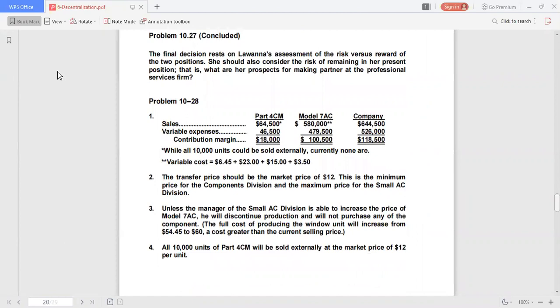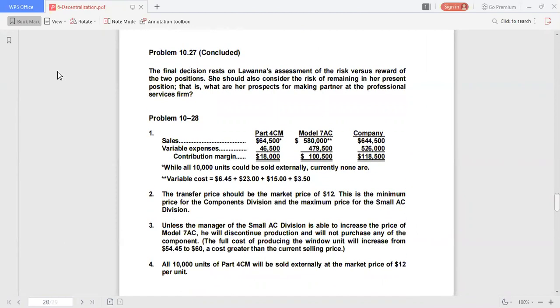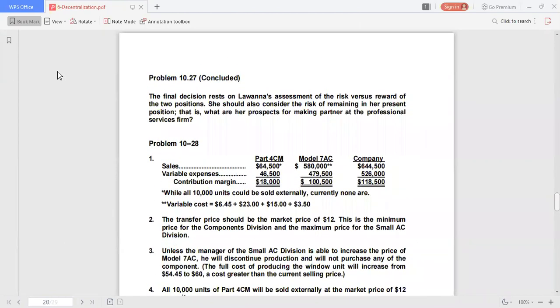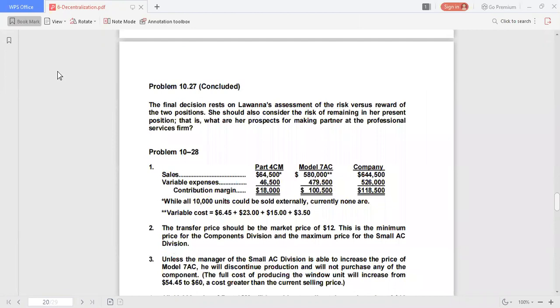Okay, so we have now problem 6-27 concluded. The final decision rests on Lawana's assessment of the risk versus reward of the two positions. She should also consider the risk of remaining in her present position. That is, what are her prospects for making partner at the professional services firm?